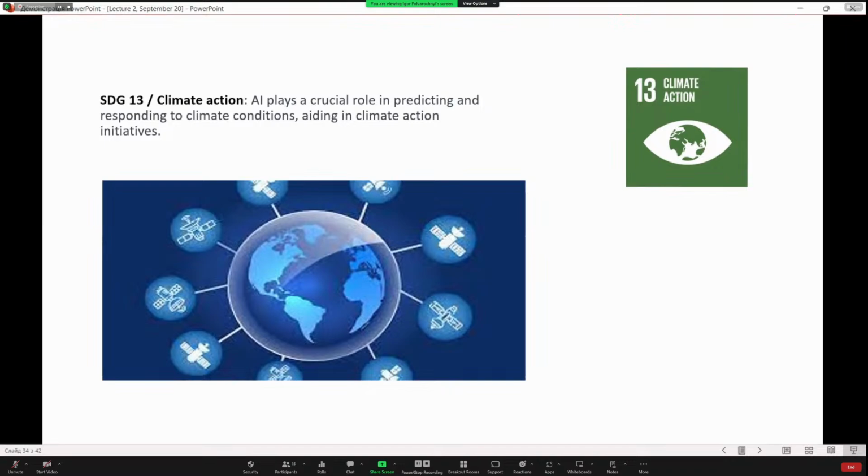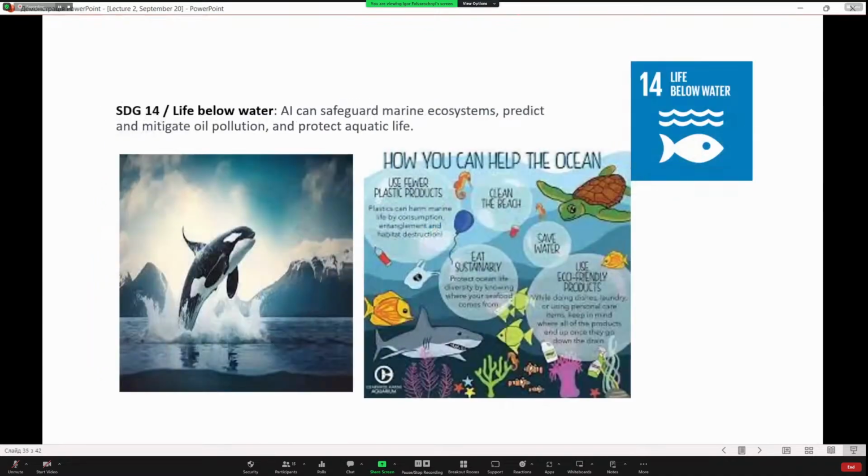AI plays a crucial role to predict and respond to climate conditions, to aid climate action initiatives, and AI will be very effective because it helps us to understand the processes which are going on on the land. Climate actions have not moved in the best way. Every day we watch the problems, and right now we are spectators of the problems around the world and what's going on with nature. So climate change is a great and huge problem for every citizen in the world.